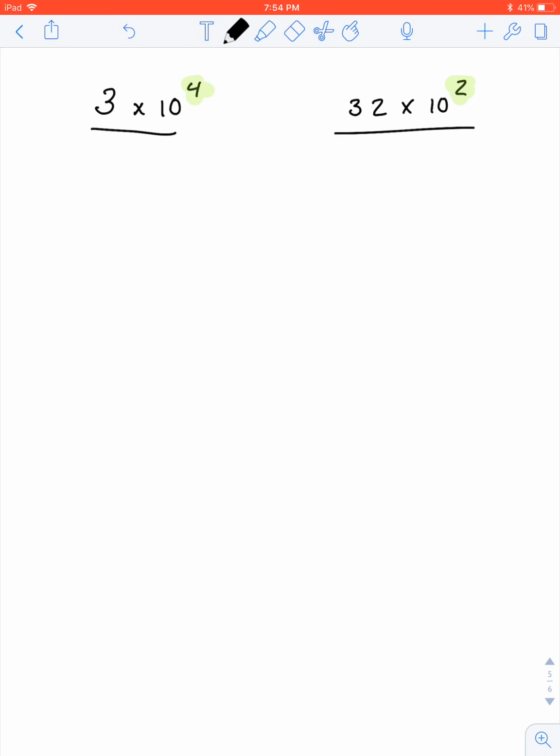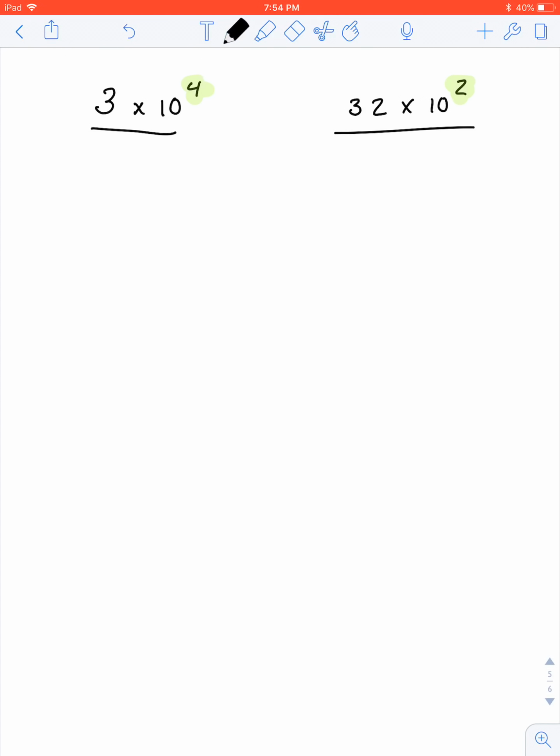Okay, so you have to understand that each of these has a multiplication problem that you can do to expand it. So the one on the left, if you want, you can do 3 times 10 to the 4th, which is going to be 10,000. We can expand it out, and then this one is going to be 32 times 10 squared, which is 100. So you guys can do that to determine which one's bigger, but I'm going to show you guys a little bit of a trick here.